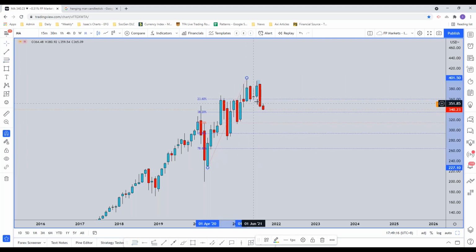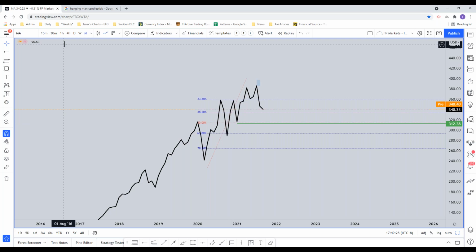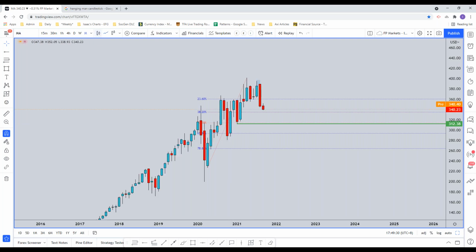Okay, it broke the 23.6. The next target for MasterCard on the long term could very well be the 61.8 Fibonacci retracement level, in line with the last graphical low over here. Okay, at the 312.38 level.